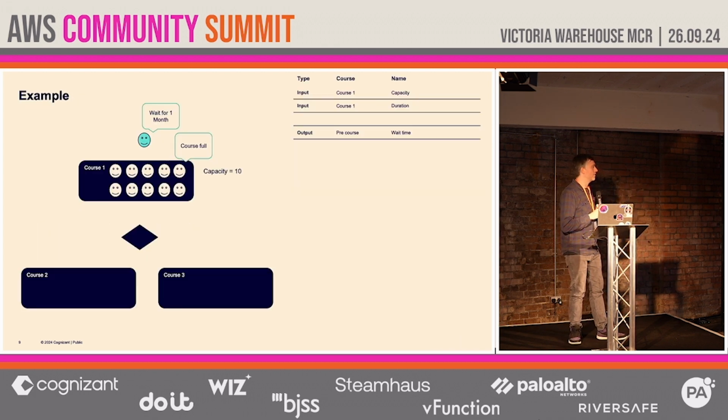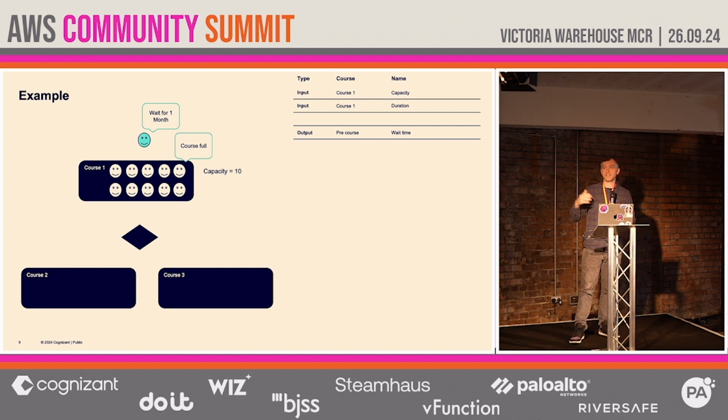So I have done a nice little diagram here to just illustrate the kind of complexities that can emerge when using an ABM to model something. I tried to mimic a really simplified situation that we've been modeling. In this case, we've got 3 courses: course 1, 2, and 3. At the moment, course 1 has a capacity of 10, and there's 10 people in there. And we've got a nice little blue friend at the top waiting to join the course. He has to wait 1 month for the course to finish.